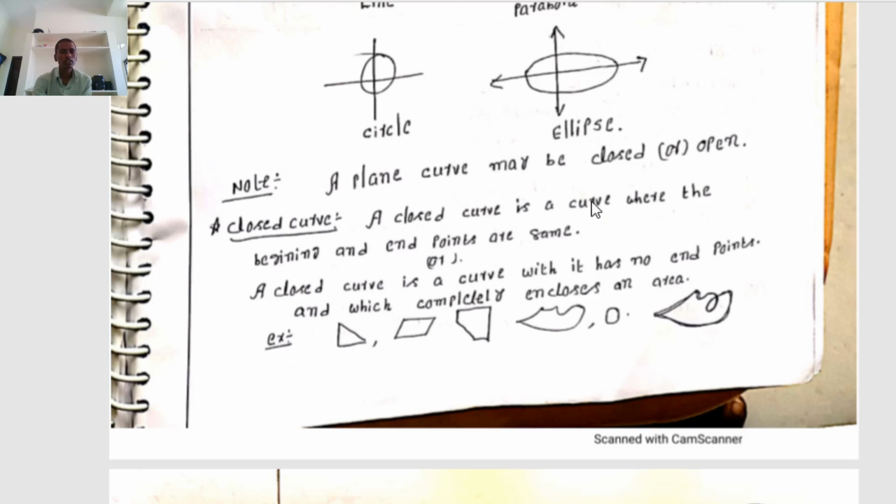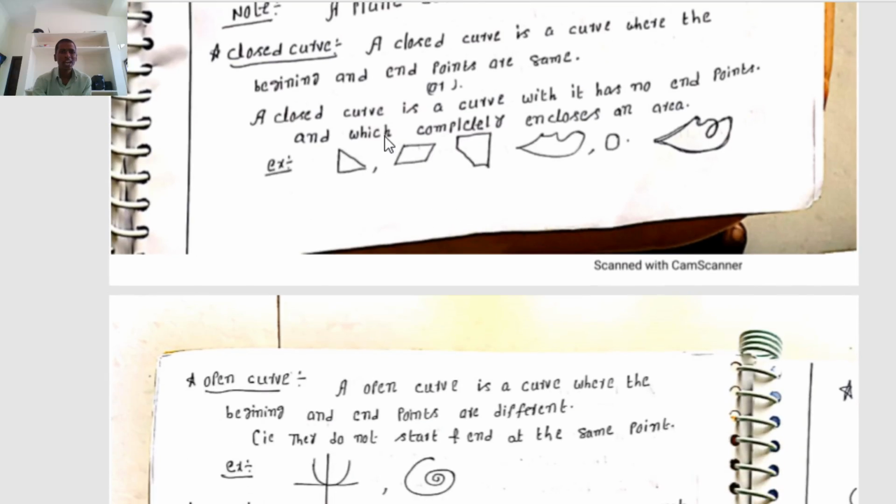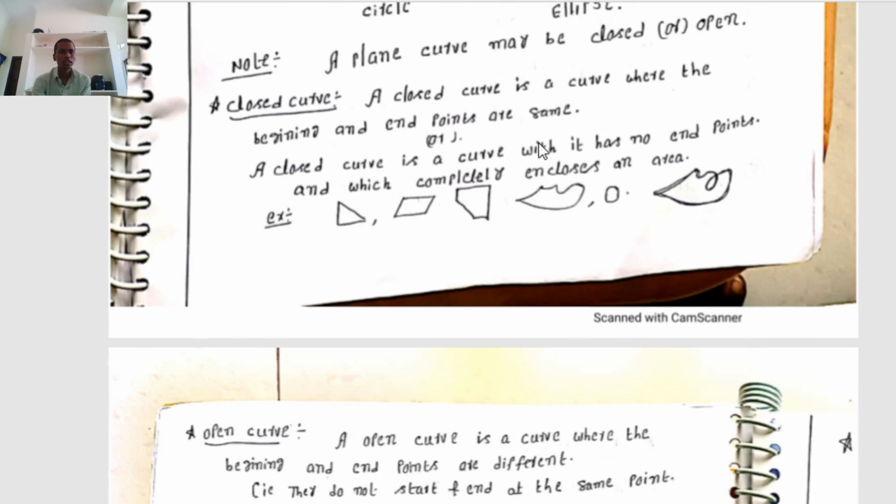A closed curve is a curve where the beginning and ending points are the same. Or another definition: a closed curve is a curve which has no end points and which completely encloses an area.